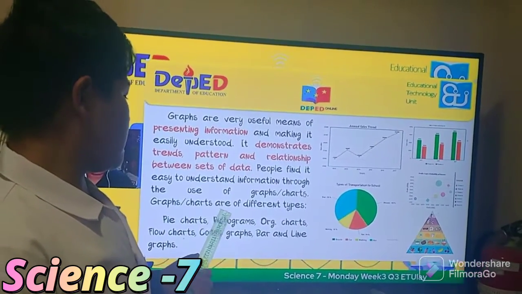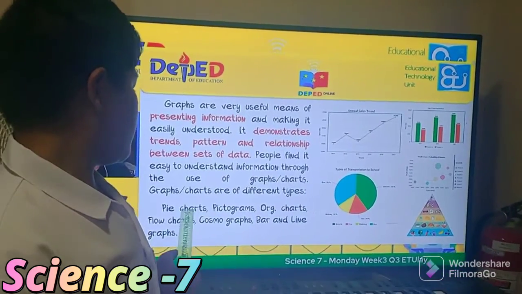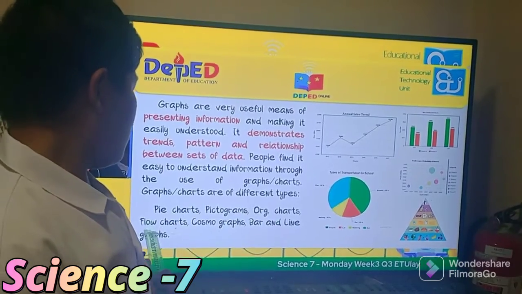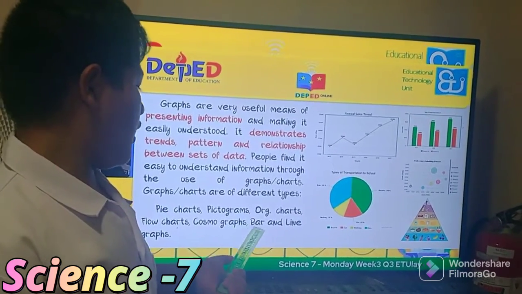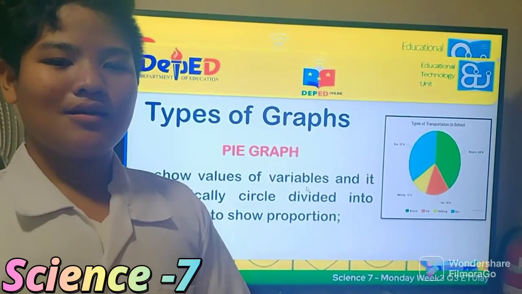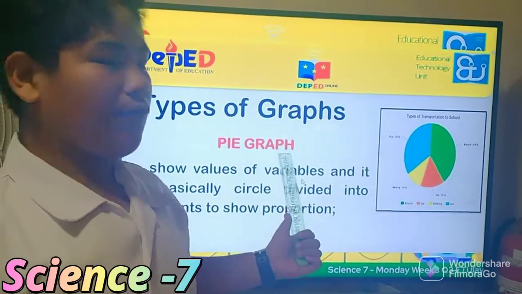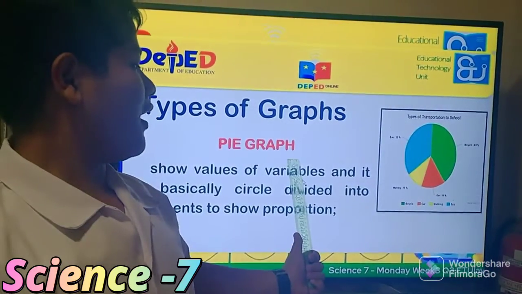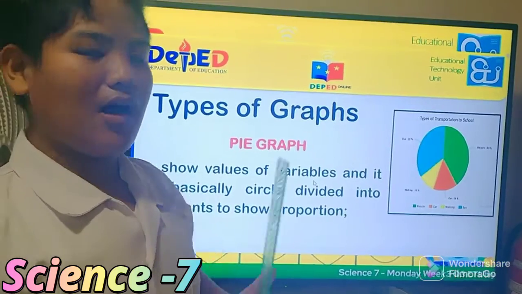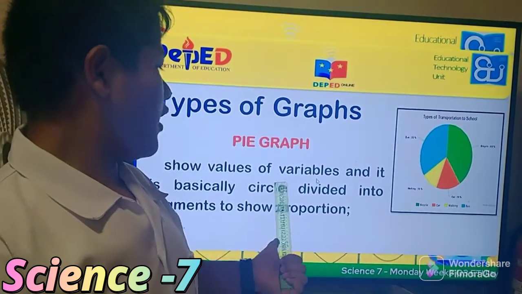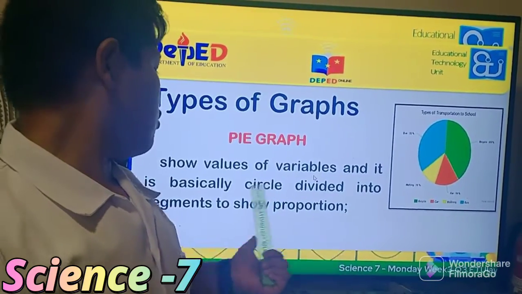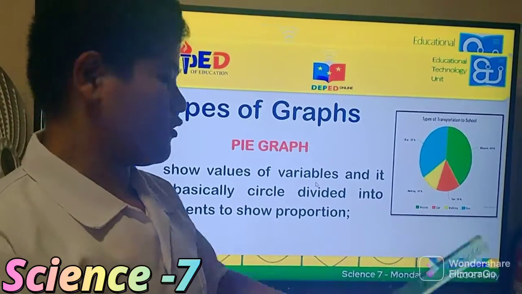Graphs or charts are of different types: pie charts, pictographs, organizational charts, flow charts, cosmographs, bar and line graphs. Here are the types of graph. The first type of graph is pie graph. This is an example of pie graph. What is a pie graph? A pie graph shows values of variables and it is basically a circle divided into segments to show proportion.